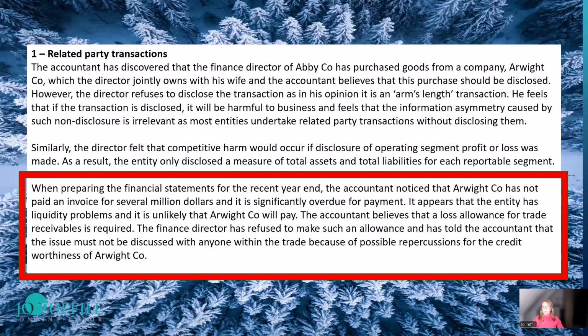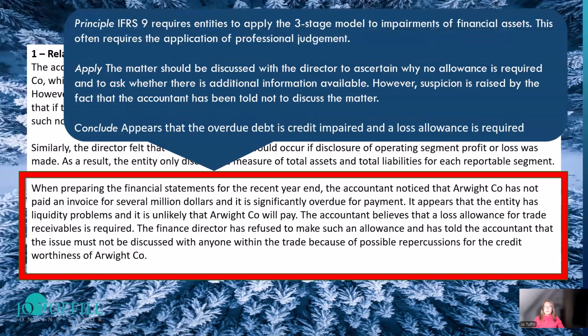And so the principle actually is IFRS 9, where we have a 3-stage model to impairments of financial assets.